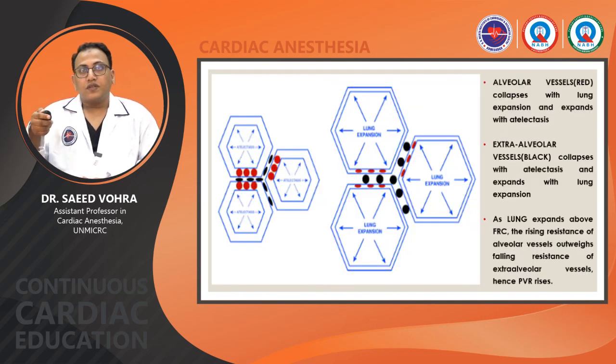As you can see here, with collapsed alveoli, alveolar vessels are seen as red, and extra-alveolar vessels are seen as black dots. Alveolar vessels collapse with lung expansion and expand with atelectasis, whereas extra-alveolar vessels collapse with atelectasis and expand with lung expansion. So, as the lung expands above the FRC, the rising resistance of the alveolar vessels outweighs the falling resistance of the extra-alveolar vessels, and hence increases the PVR.